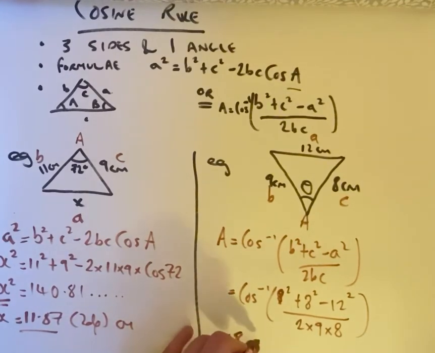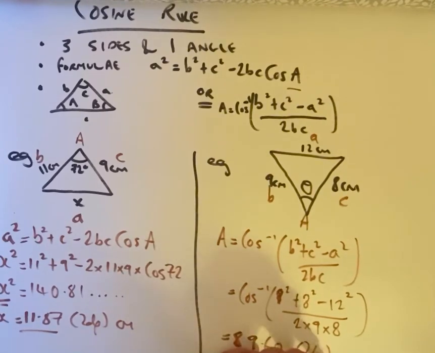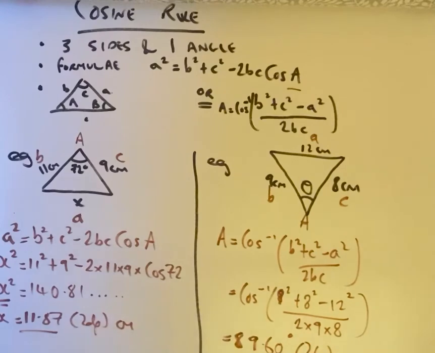It gives us 89.60 degrees. And that is how we use the cosine rule to find a missing angle or a length.